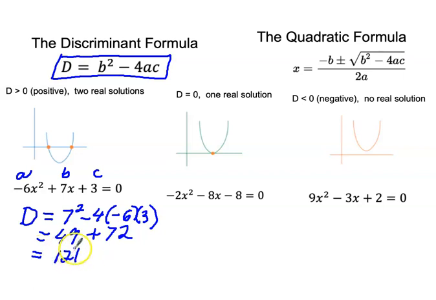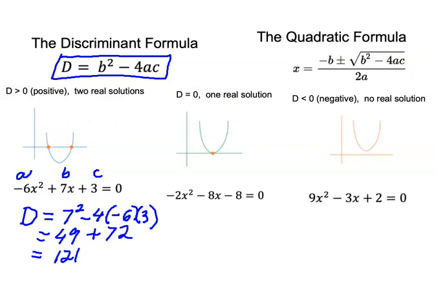Okay, so here is what happens. The discriminant is a positive number, which means that we have two real solutions. We don't know what the solutions are. You will have to use the quadratic formula to find the solutions. They are called roots or x-intercepts.